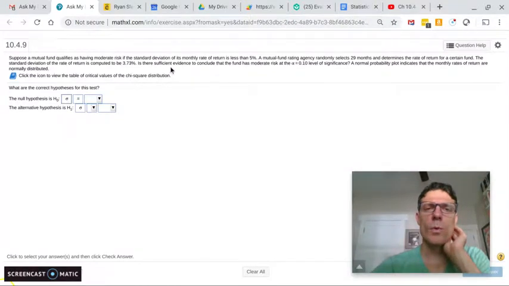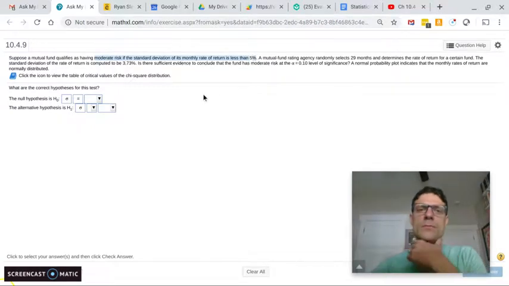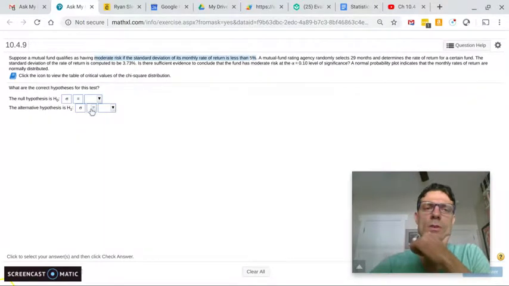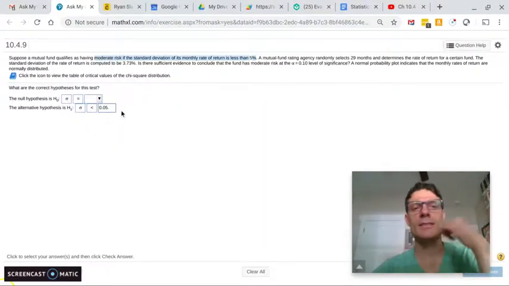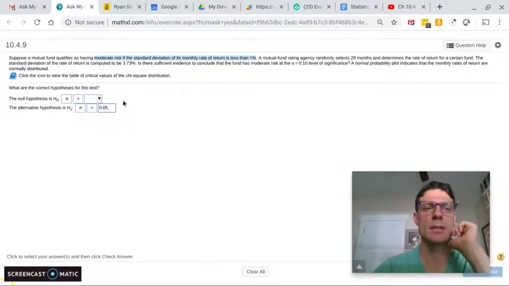But we want to see if there's sufficient evidence to conclude that the fund has a moderate risk. And remember, a moderate risk, if up here, is defined as if the standard deviation is less than 5%. So that's kind of our alternate hypothesis, is that we assume that it's not moderate, but we want to see if it's less than 5%. Okay.